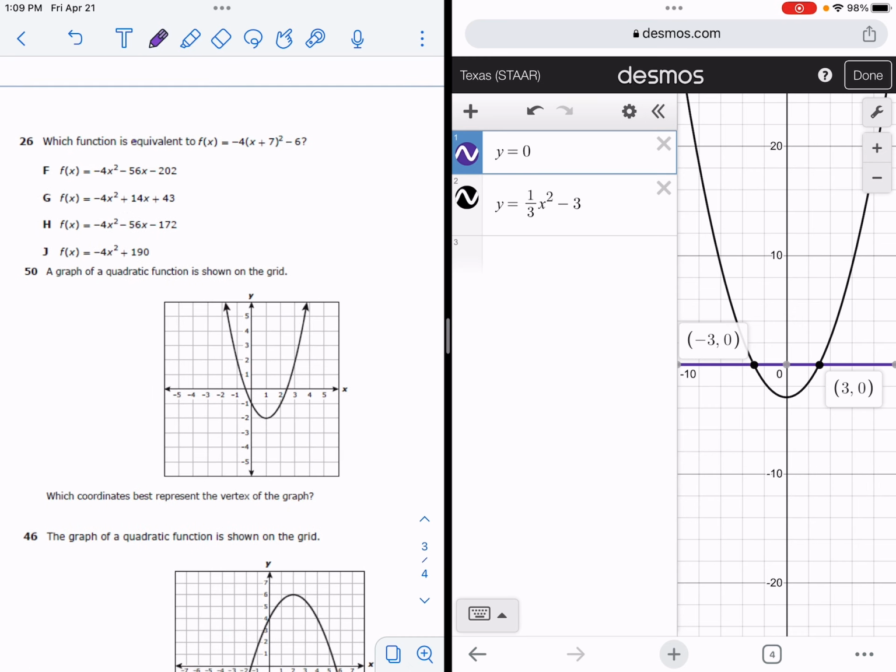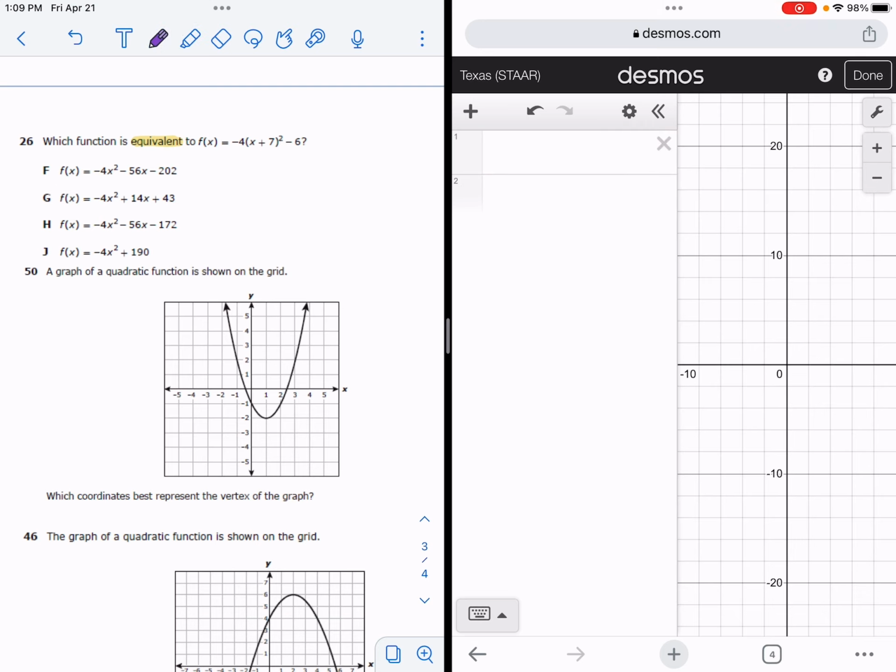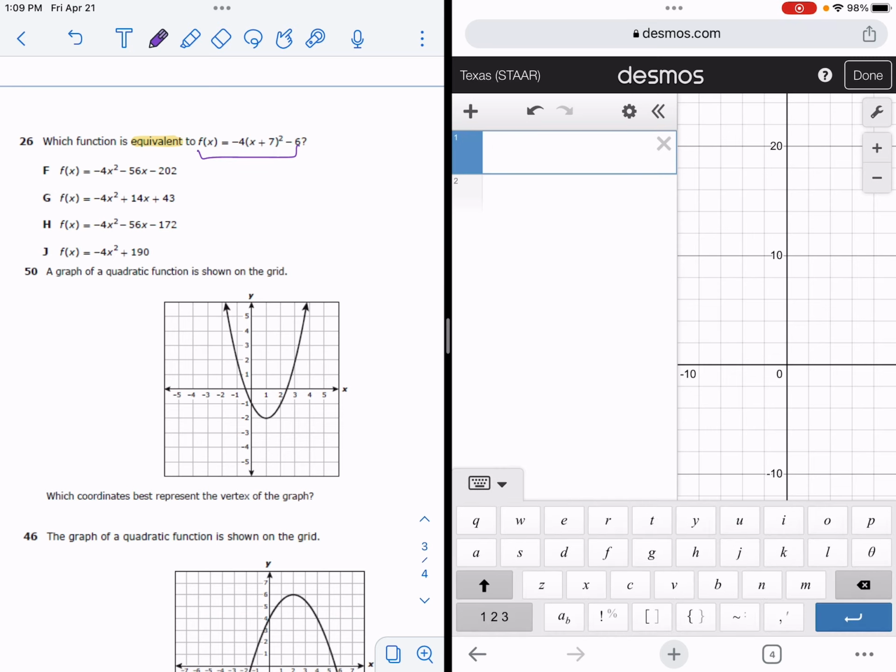Which function is equivalent? There's that word equivalent. So once again, we can type in our original function, and then type in each answer choice.